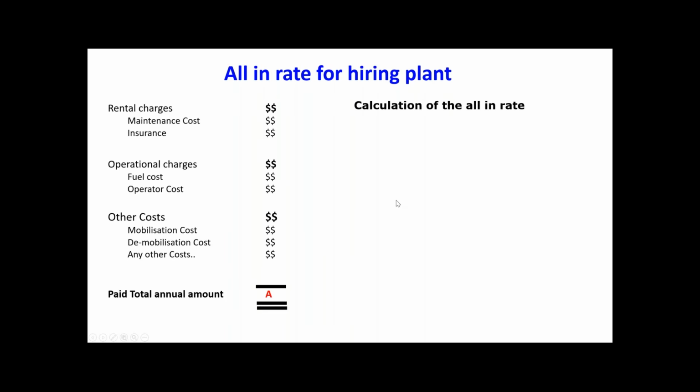So how do you calculate the all-in rate? Take the total amount that you are going to spend annually for this plant or equipment, and the number of hours it is going to work in a year. So the hourly rate is going to be the total amount divided by the total number of hours. This is how we calculate the all-in rate for hiring a plant.